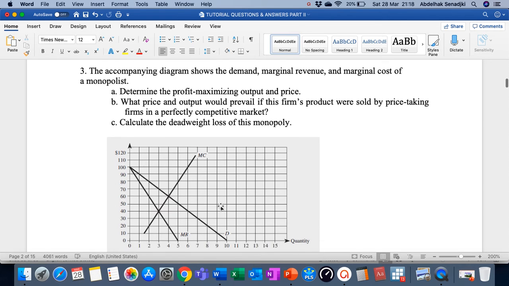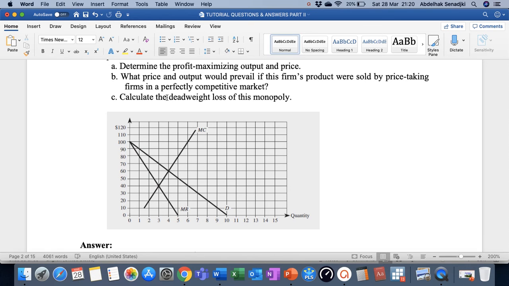So let's look at the graph. For the first one, we determine the profit maximizing output for the monopolist. The monopolist produces where marginal cost equals marginal revenue, which is here. So the quantity is 3. Price, how much? Bring it up to the demand curve: 70. So it will produce only 3 units at P equal to 70.